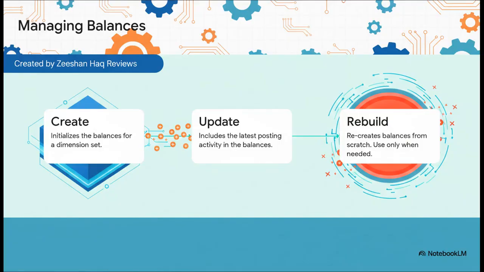So once you've built your dimension set, the system has to maintain the balances. Create is just the initial one-time setup. Update is the everyday stuff, adding new transactions as they happen. But then there's rebuild. You need to think of this one as the big red emergency button. It completely wipes the slate clean and recalculates everything from the very beginning. The main takeaway? Use this button very, very sparingly, only when you've got a major problem, because it takes a ton of system resources to run.